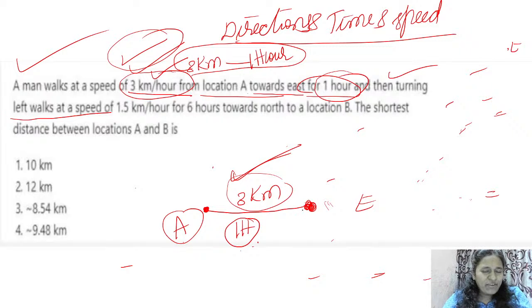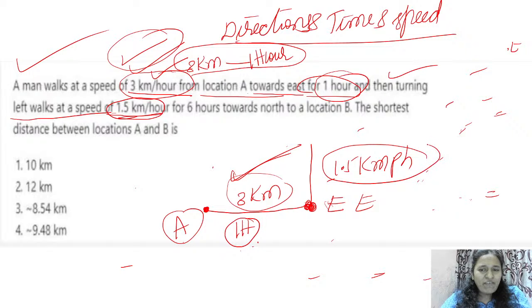What is his left now? He is moving towards east, so his left is towards north. After taking his left, he walks at a speed of 1.5 kilometers per hour.